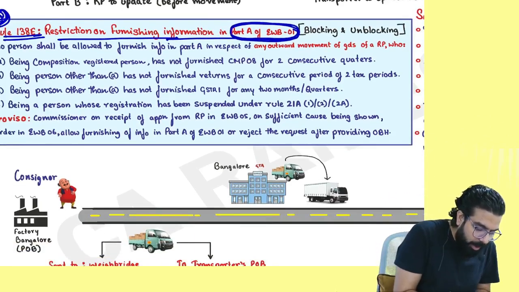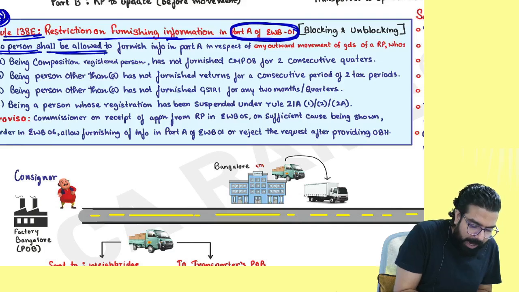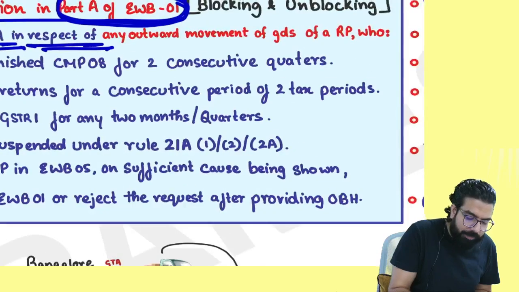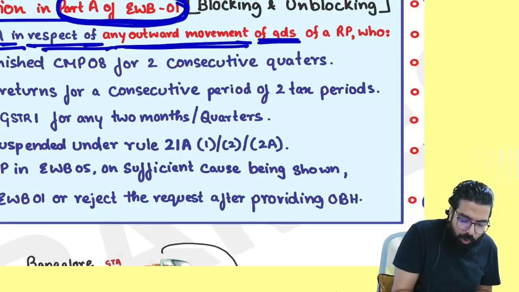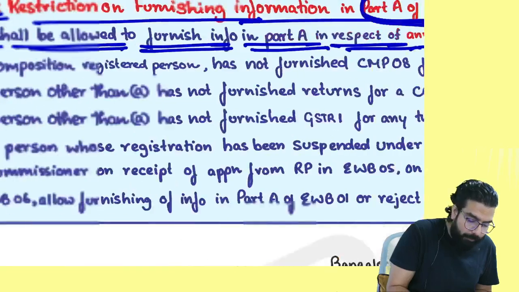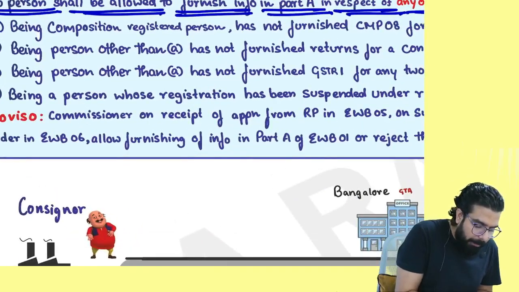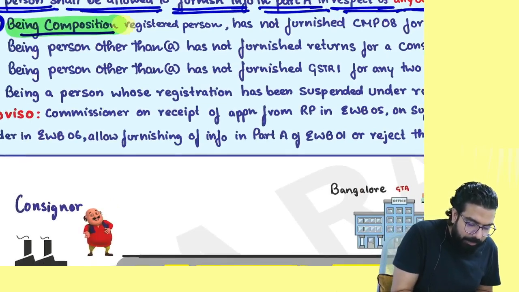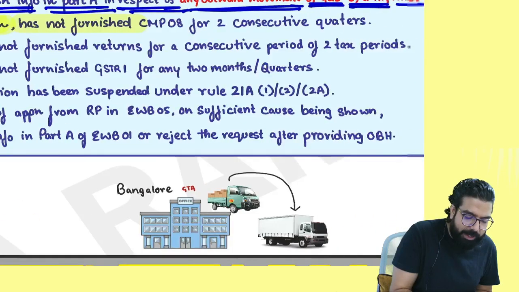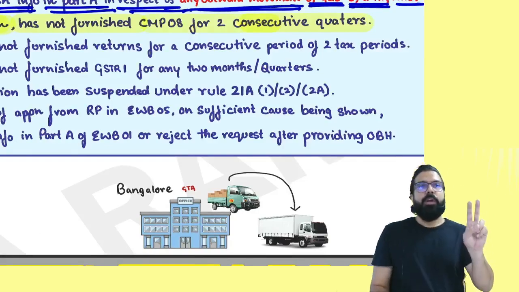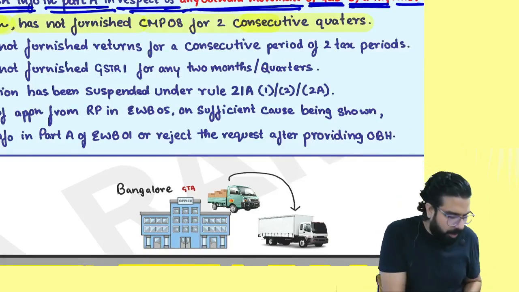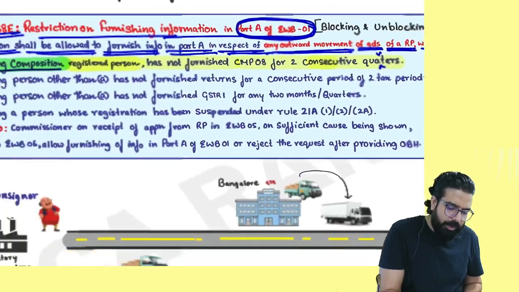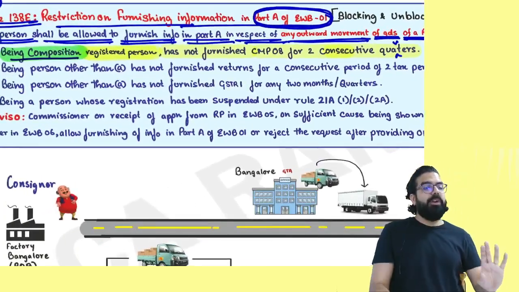No person shall be allowed to furnish information in part A in respect of outward movement of goods of a registered person who, number one, being a composition registered person, has not furnished CMP08 for how many quarters? Two consecutive quarters. The spelling of quarter is Q-U-A-R-T-E-R; the R is missing.